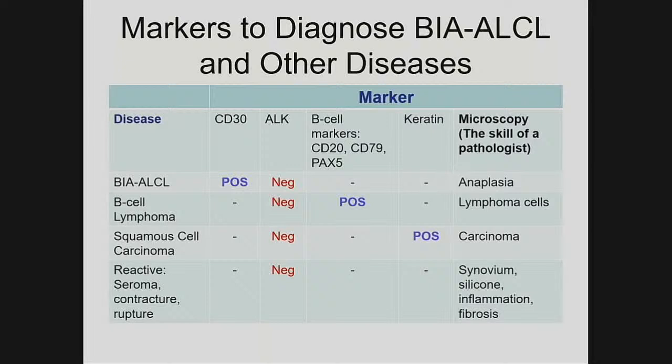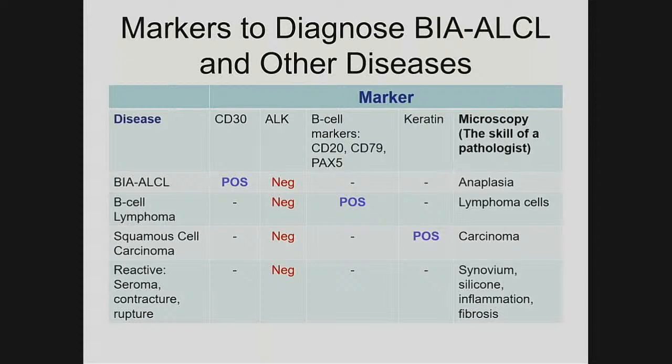The markers for breast implant ALCL. Well, you know, the markers don't make a diagnosis. Let me tell you, we can check some markers, CD30, B-cell markers like CD20, CD79, or keratin, but let's put the microscopy first. This is the skill of a pathologist as a marker. For every disease, like breast implant ALCL, for example, we will see an effusion. For every lymphoma, we will see lymphoma cells. For squamous cell carcinoma, we will see carcinoma infiltrating the capsule.